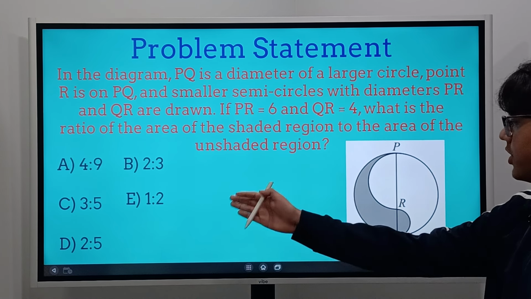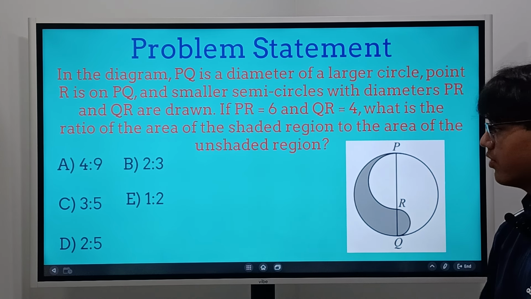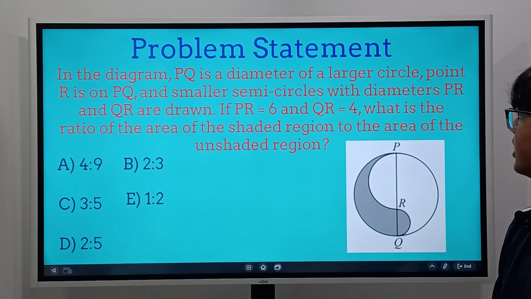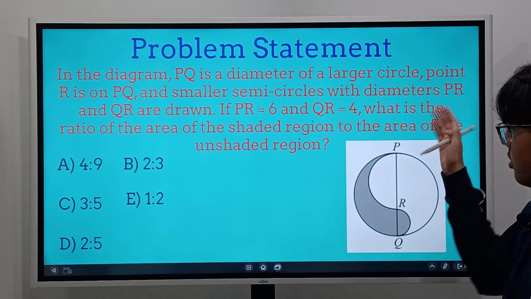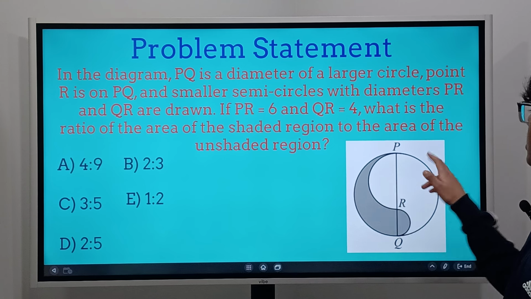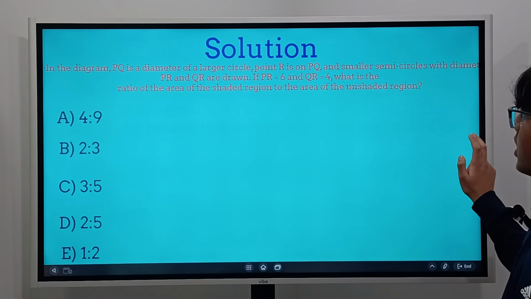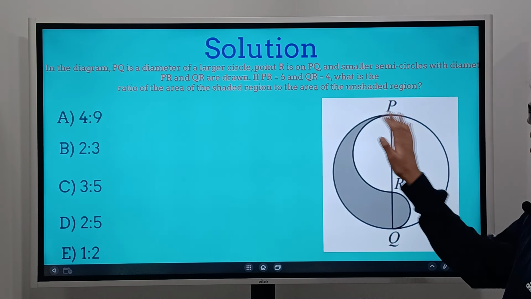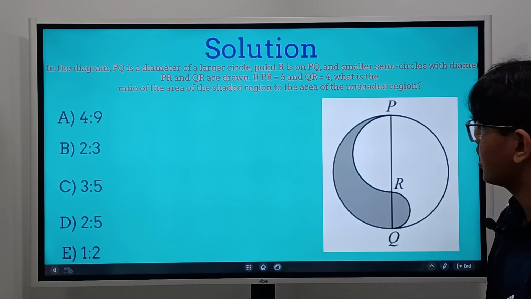So this is the problem, and these are the answers, so feel free to solve this problem by yourself. And if you have any problems, we're now going to go into the solution. So let's get into the solution. We have our diagram here again and the question back up there.